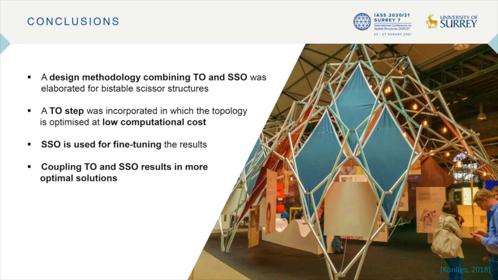A topology optimization step was incorporated to optimize the topology at low computational cost. The shape and sizing optimization is computationally expensive, and it is recommended to use it as a final step for fine-tuning the results. Coupling the two optimization approaches results in solutions with a lower transformation load, lower weight, lower cost, and decreased complexity. The resulting design methodology could be an important step towards increasing the application potential of bistable scissor structures. So that was it.